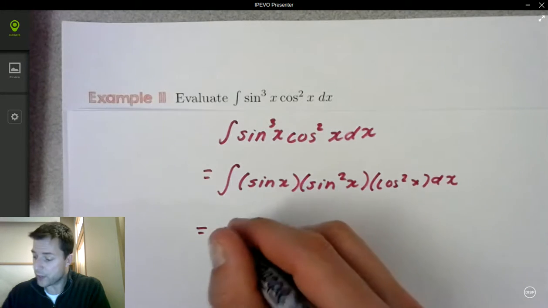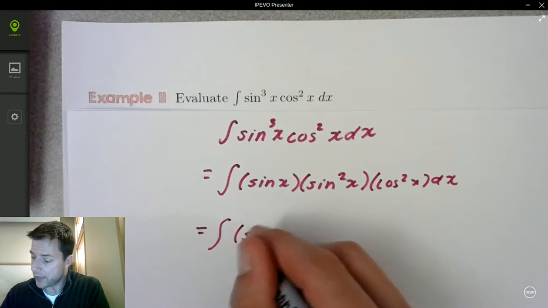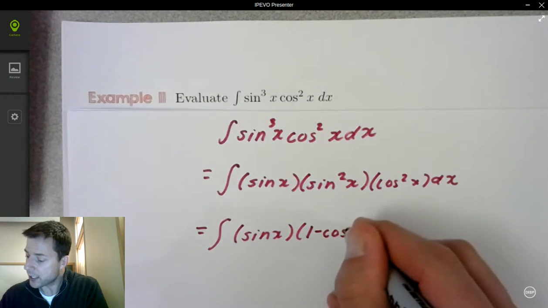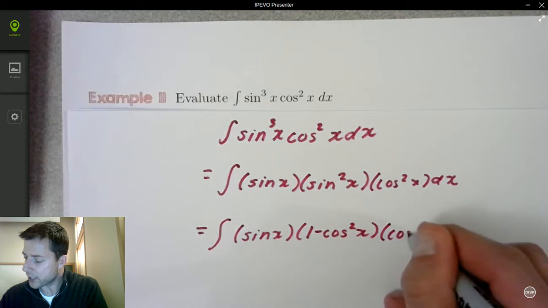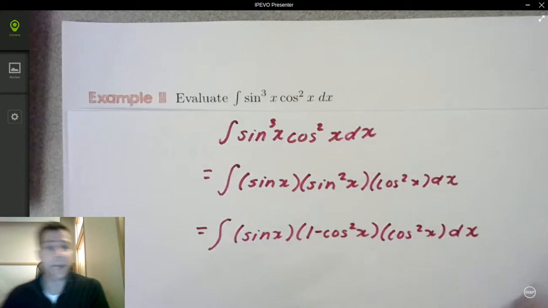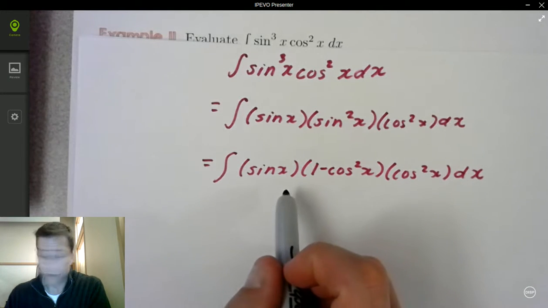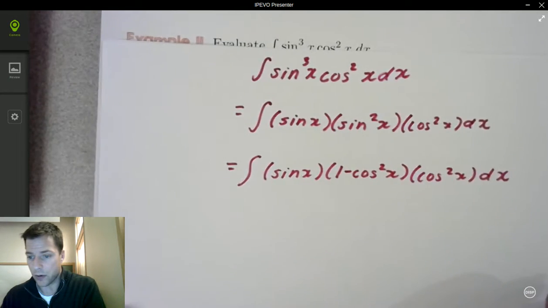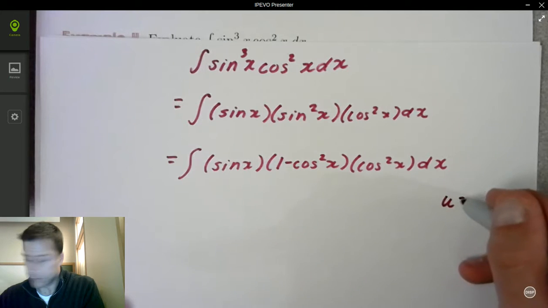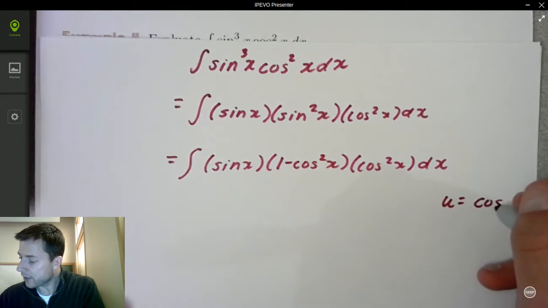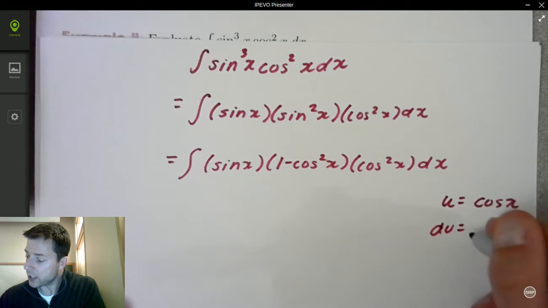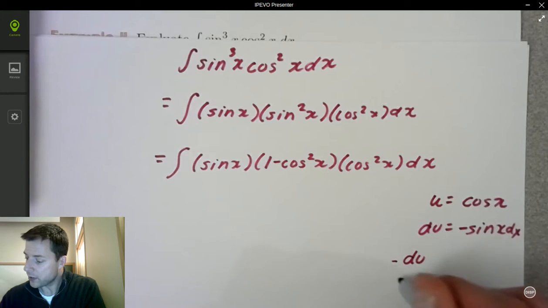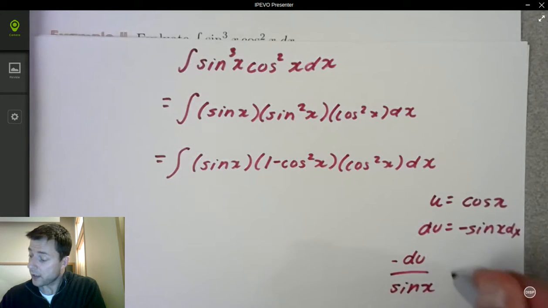What I'm going to do is what I did in the last example. I'm going to leave the sine of x alone. I'm going to replace sine squared of x with 1 minus cosine squared x, and now I have cosine squared x here, all dx. So I rewrote my integrand, and now I'm going to use substitution. We're going to let u equal cosine of x. That means du equals negative sine of x dx, and that means negative du over sine of x equals dx.